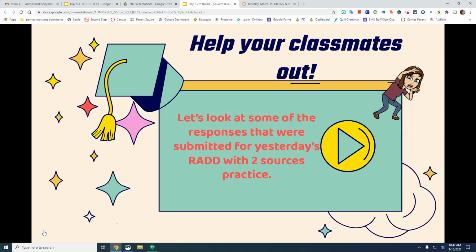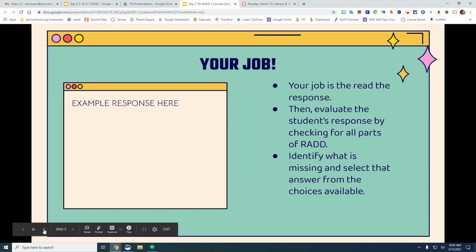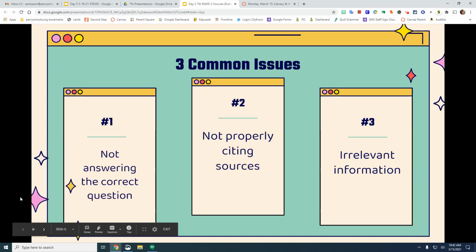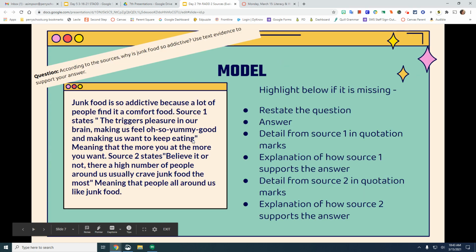Okay, we're going to look at some responses that were submitted. So you need to read the response, evaluate the student's response by checking for all parts of RADD, and then identify what is missing and select the answer. Actually, you're not selecting the answer, but okay, number 1 on this slide, common issues: not answering the correct question, not properly citing sources, and having irrelevant information.